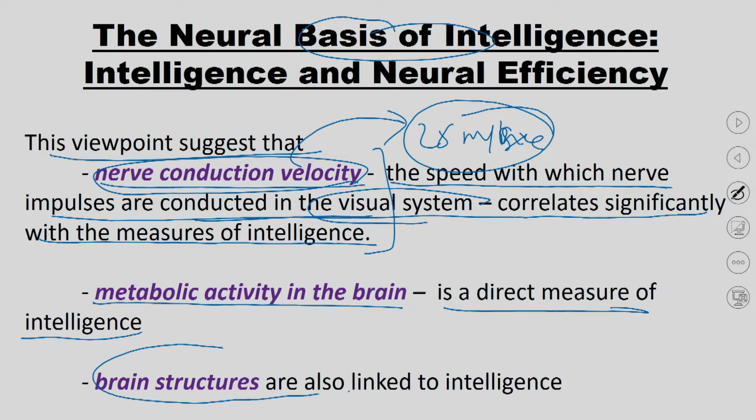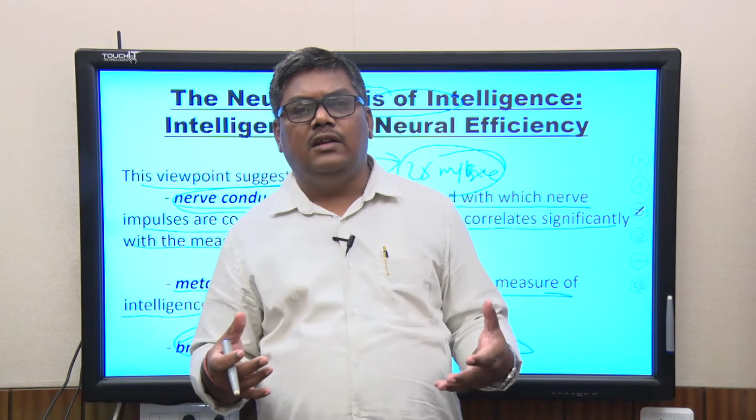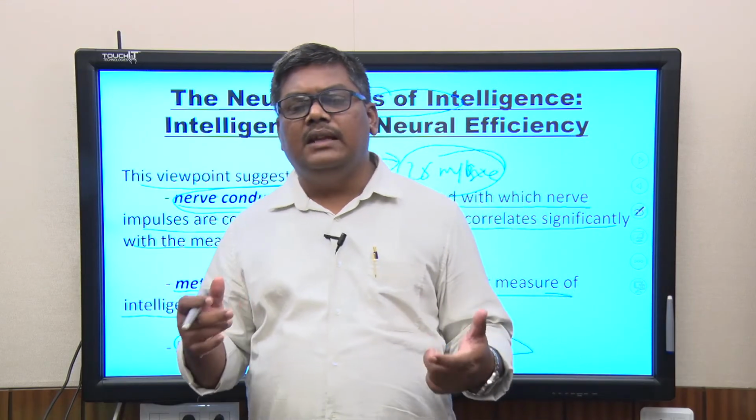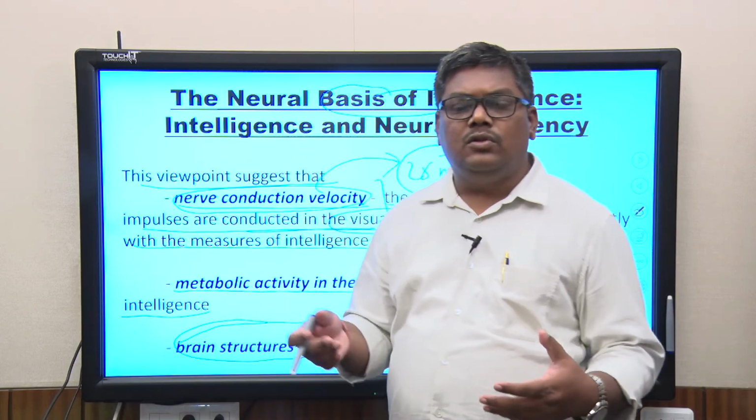Also, certain brain structures are known to be linked with higher intelligence. For example, people with a higher or more developed frontal cortex, like Sherlock Holmes, are known to be more intelligent, because the frontal cortex is known to do manipulations, decision making, working memory, all those kinds of things. Similarly, a bigger hippocampus is known to give higher memory.